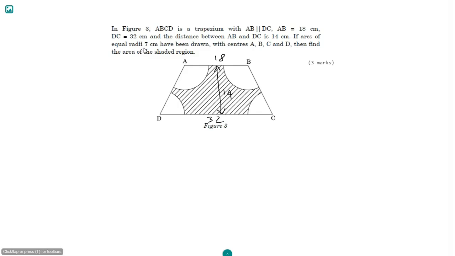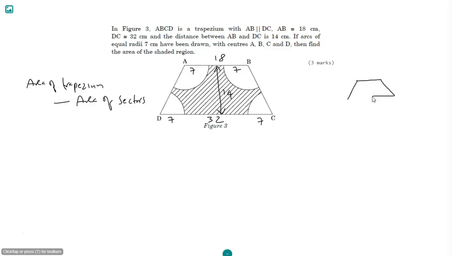If arcs of equal radii 7 centimeter have been drawn with centers A, B, C and D, so all of these arcs at the 4 vertices have equal radii of 7 centimeters, right? So all this is 7. Find the area of the shaded region. To find the area of the shaded region, obviously you have to find the area of the trapezium and subtract the area of these 4 sectors, right?